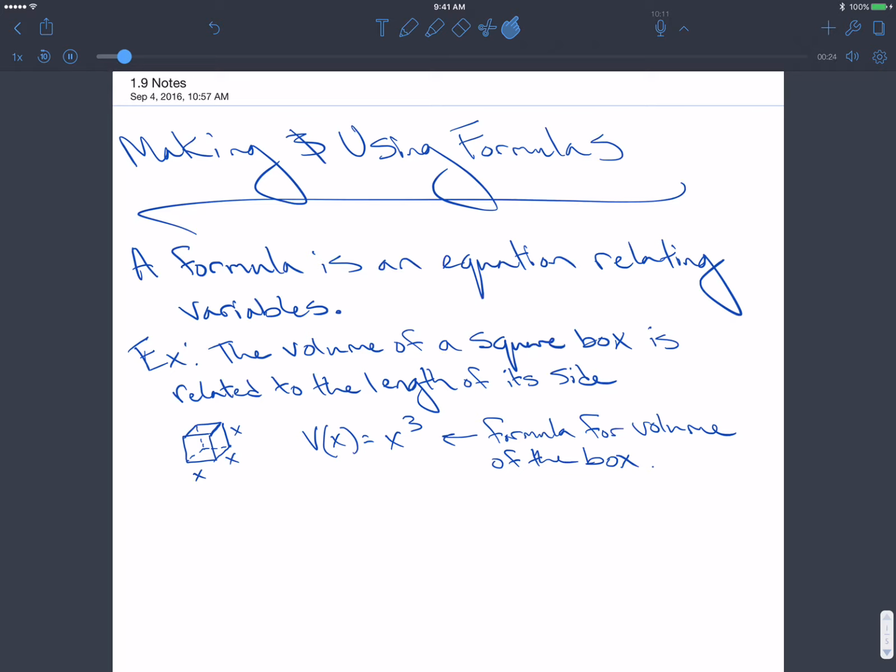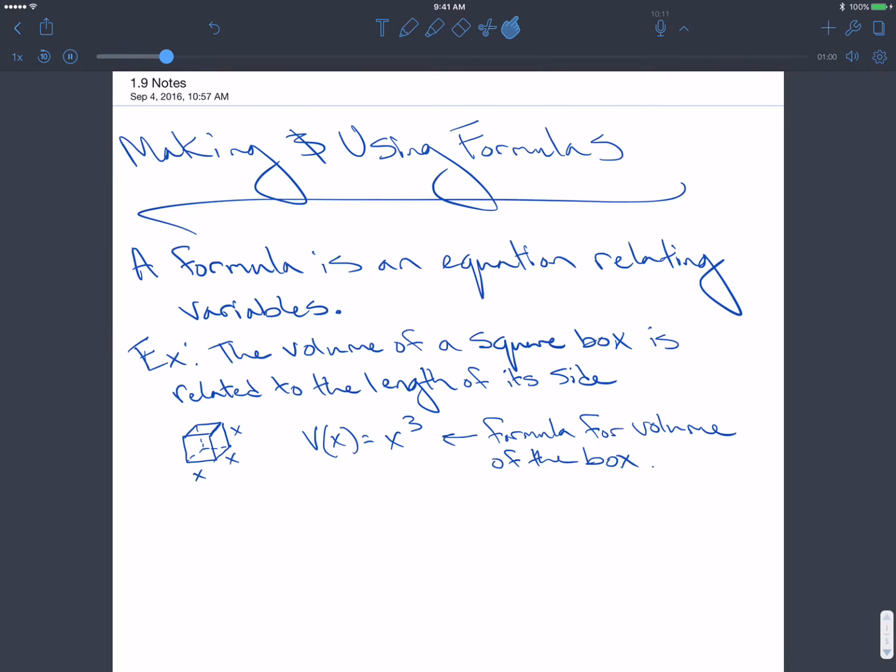The volume of a square box is related to the length of its side, right? That is, you get an equation out of this that relates the volume to the length of the side. So if it's square, that means that its width, its height, and its depth are all x. So x by x by x, meaning that the formula for the volume would be given by x cubed if x is the length of the side. And so then you could use that formula given a side to find the volume, or given the volume to find the length of the side.